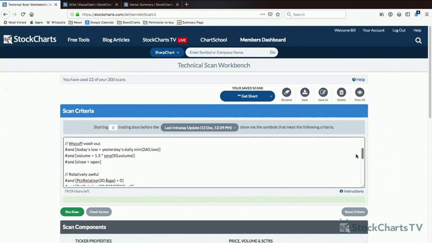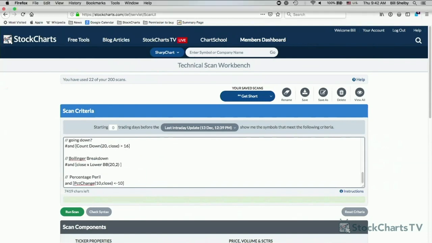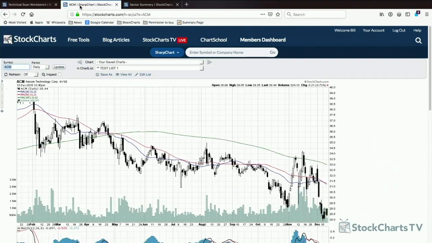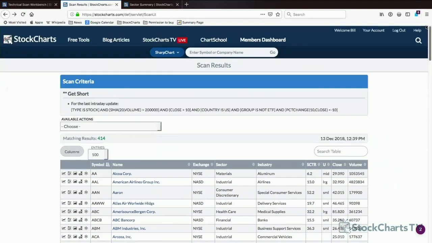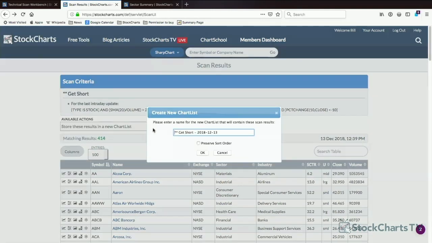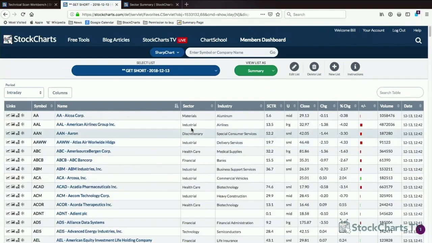And what we can do, let's go back to our scan results here. This is just the initial setup. And like I say, you probably don't want to run right out of the scan engine and short something immediately. So what we would probably do is say, okay, let's store these. We've got 400 of those. It's going to take a little bit to load. So now we've got a list.